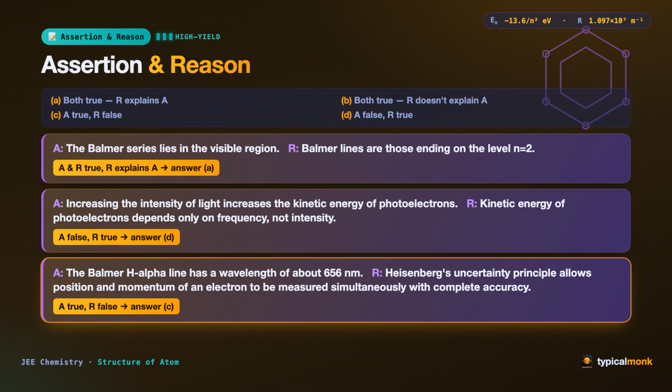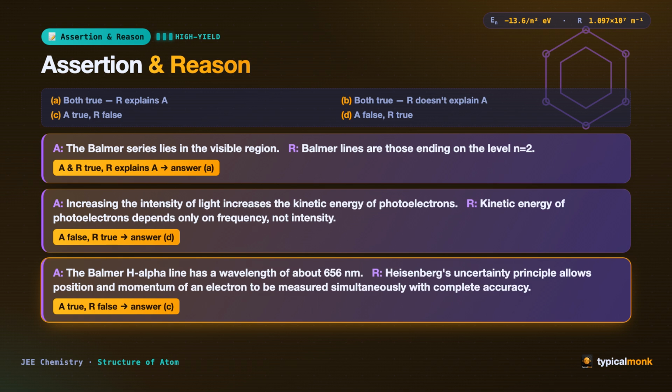Third one. Assertion: the Balmer alpha line has a wavelength of about 656 nanometers. Reason: Heisenberg's uncertainty principle allows the position and momentum of an electron to be measured simultaneously with complete accuracy. Check the assertion first. True, exactly the number from our worked example. Now the reason. False, because uncertainty says the very opposite. Position and momentum can never both be pinned down at once. Assertion true, reason false, option C. This is the trap that catches John every time.